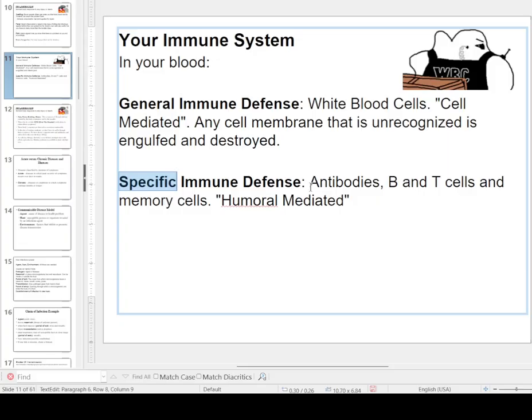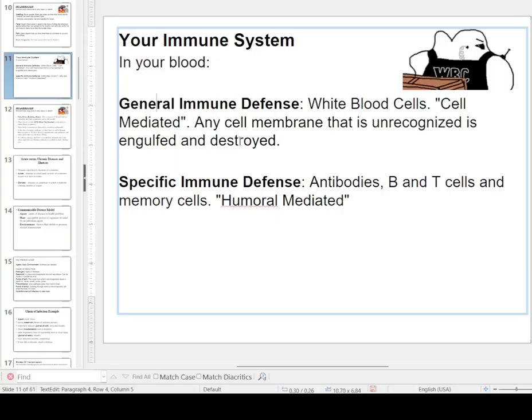invader and nothing else. I like the analogy of police. The police officer in uniform that's walking his patrol is the general defense. They stand at the corner or on their beat, and if anything goes wrong, then they respond.